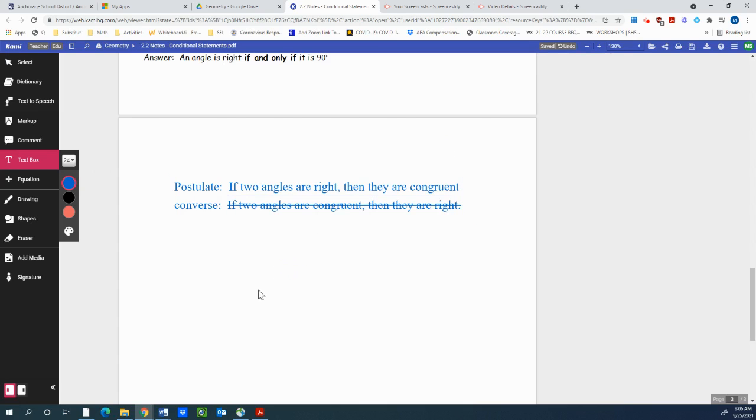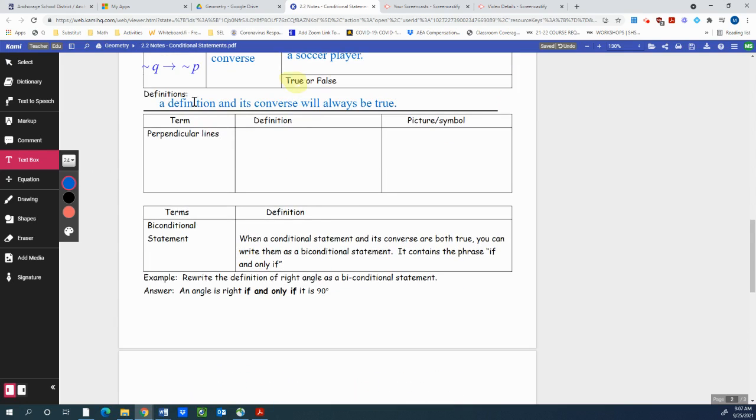And that is why postulates are true the way that they are given to us, but we should never take converses of them. If the converse happens to be true for a postulate, then they actually will give you a second postulate that would be that converse. But the mark of a true definition is that its forward part will always be true and its converse part will also always be true.